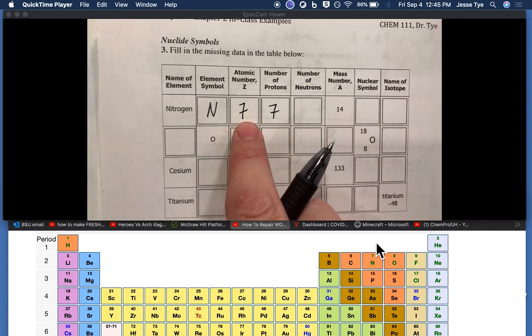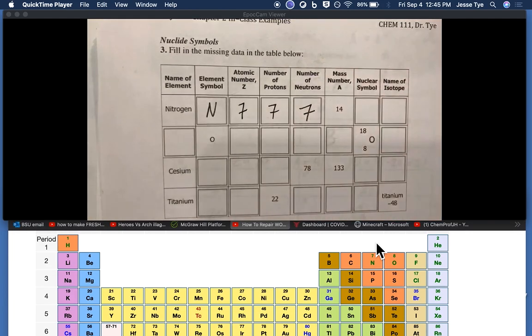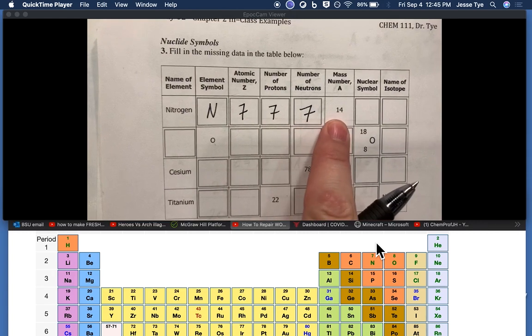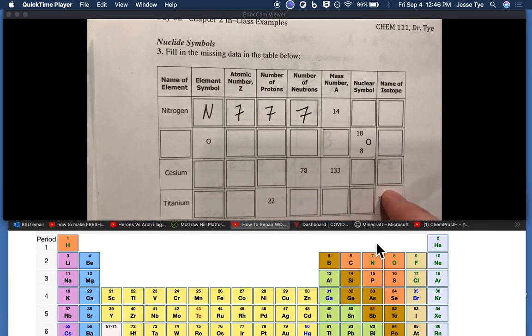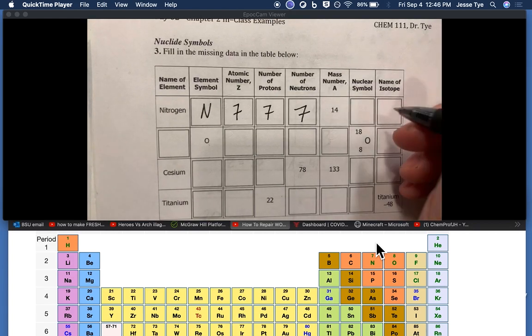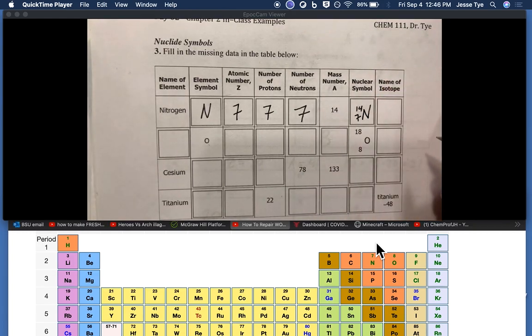Remember from the other examples, we're going to do the difference. 14 minus 7 means this atom also has 7 neutrons. So 7 protons, 7 neutrons give me a total mass number of 14. The nuclear symbol, that's going to be just this. So write the element. I'm going to write a 14, A up the top, 7 at the bottom.